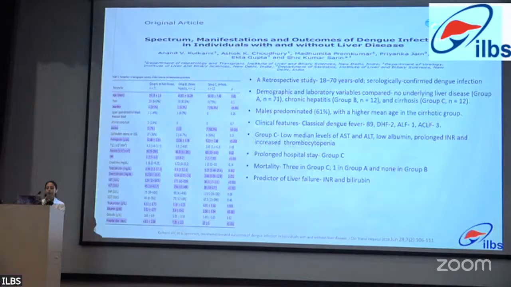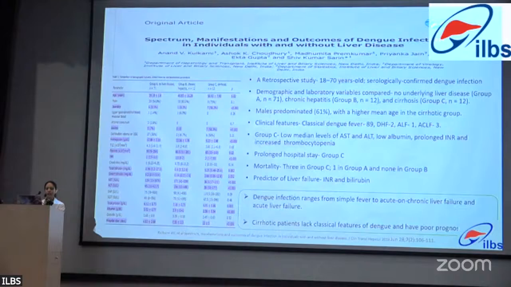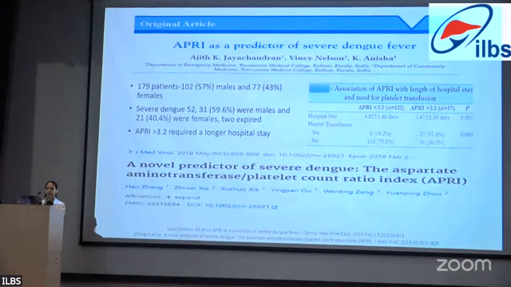The INR and bilirubin were the predictors of liver failure. Dengue infection ranges from simple fever to acute and chronic liver failure and acute liver failure. Cirrhotic patients lack classical features of dengue and have poorer prognosis.